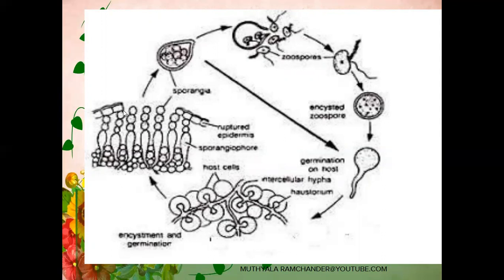They press on the upper epidermis. By this pressure, the upper epidermis is broken. White colored sporangia come out from the host leaves. The white spots are clearly identified during the asexual reproduction of Albugo.